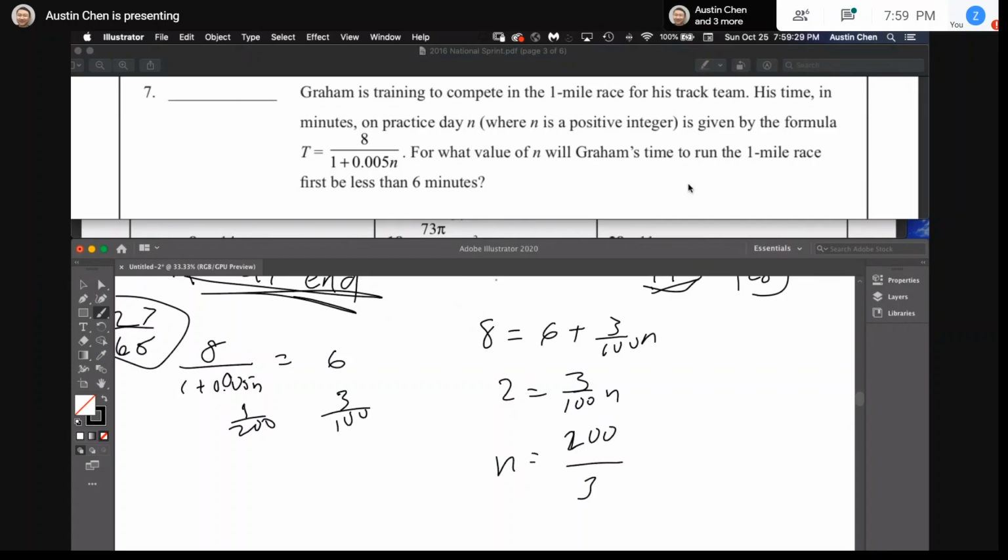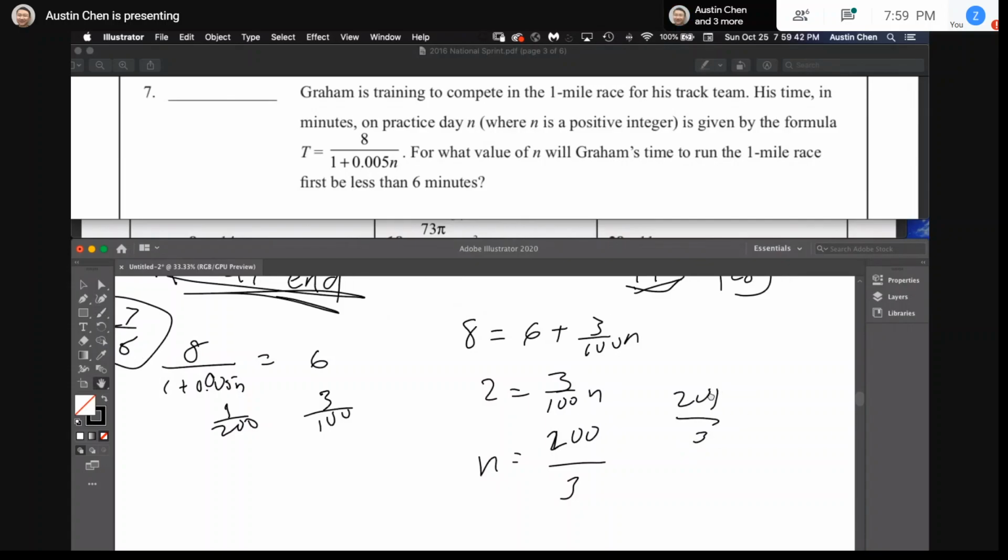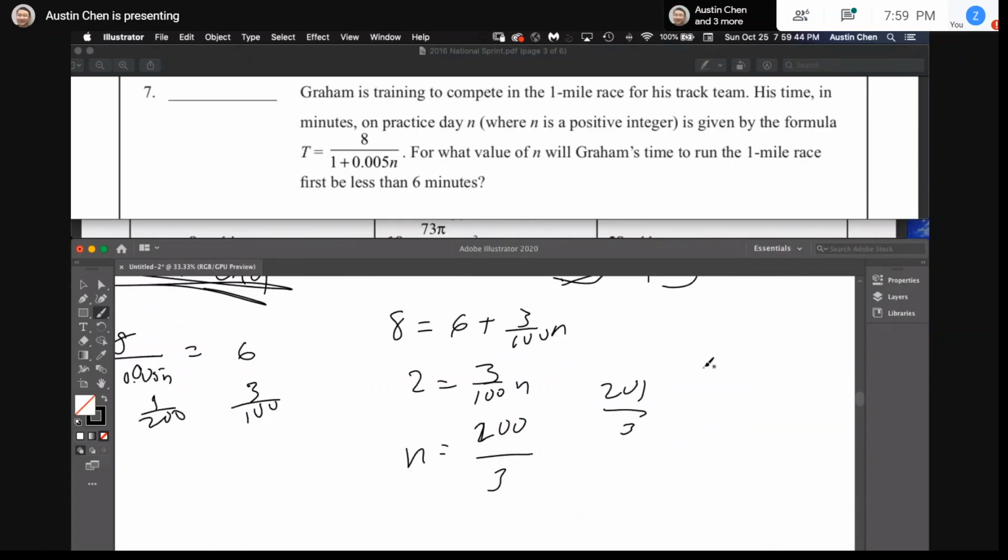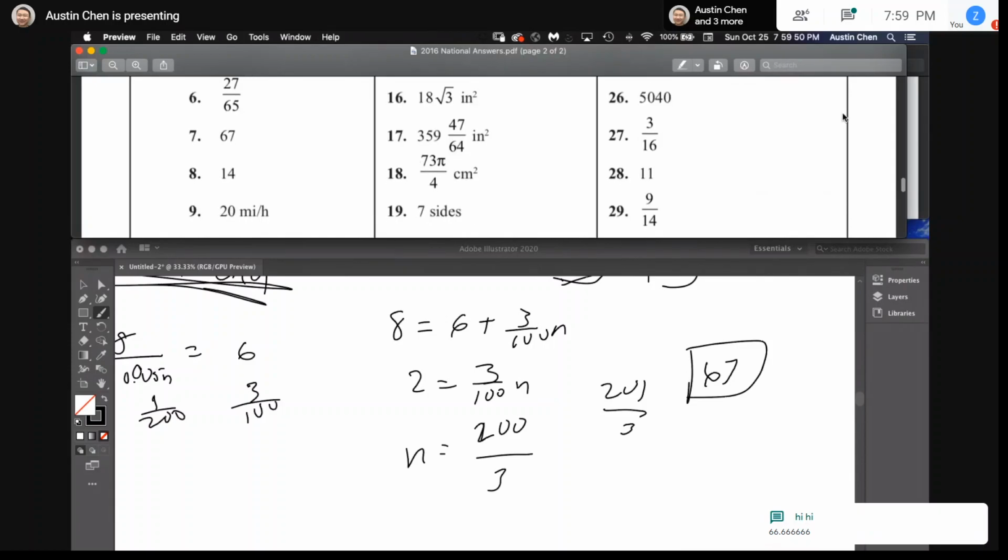All right, now we think about the inequality. So n will have to be the ceiling of this, right? Which is what, 201 over 3? Which is 67. That's your answer. Yep, that's your answer.